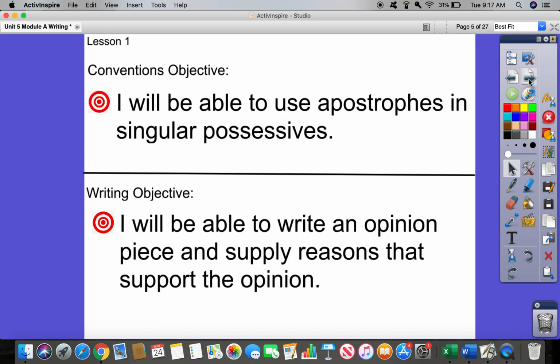Okay, so our objectives, we have a conventions objective and a writing objective. So for our conventions today, I will be able to use apostrophes in singular possessives. Our writing objective: I will be able to write an opinion piece and supply reasons that support the opinion.